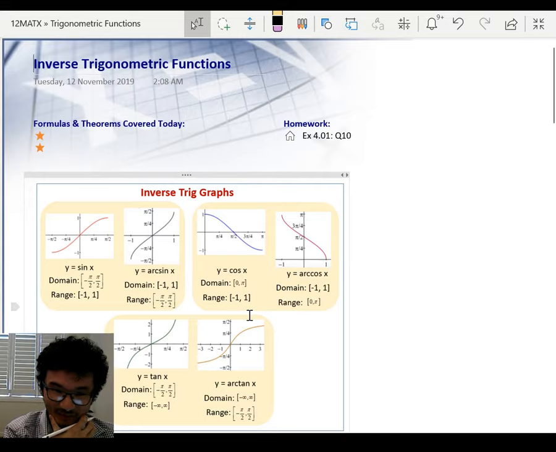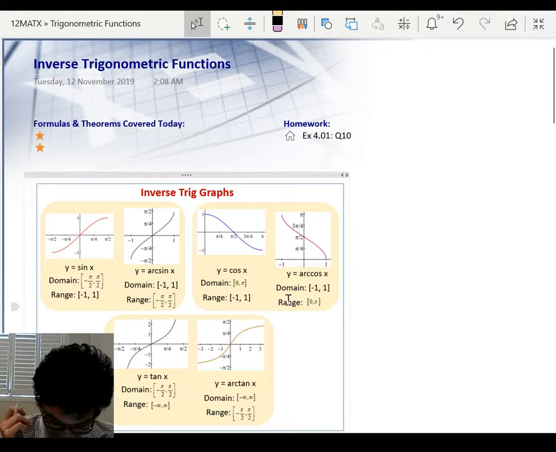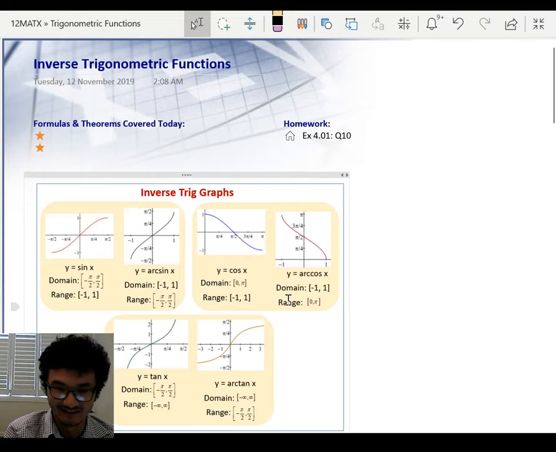So I put the PDF on Edmodo as well, which is essentially this document here. And I guess we just start off with a quick revision of inverse trig functions. And I've given you the basic graphs here of sine, cos, tan, and then the inverses as well.